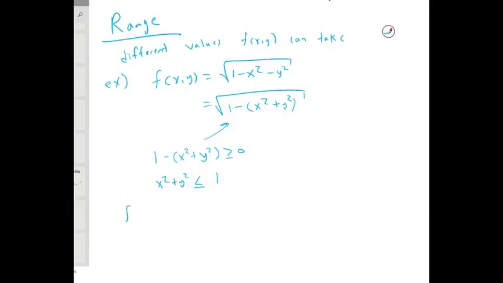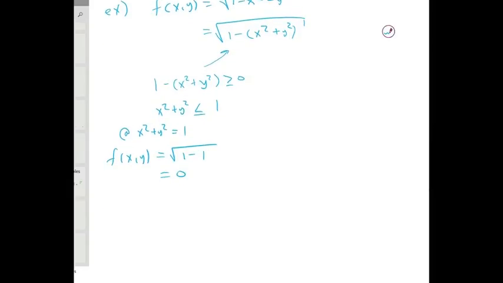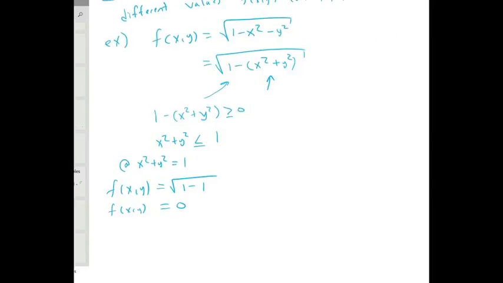So let's check it out. When x squared plus y squared equals 1, we have 1 minus 1, which is 0. So this is going to be the smallest value that f is going to take, because this gets smaller as x squared plus y squared gets bigger, and the maximum x squared plus y squared can be is 1.